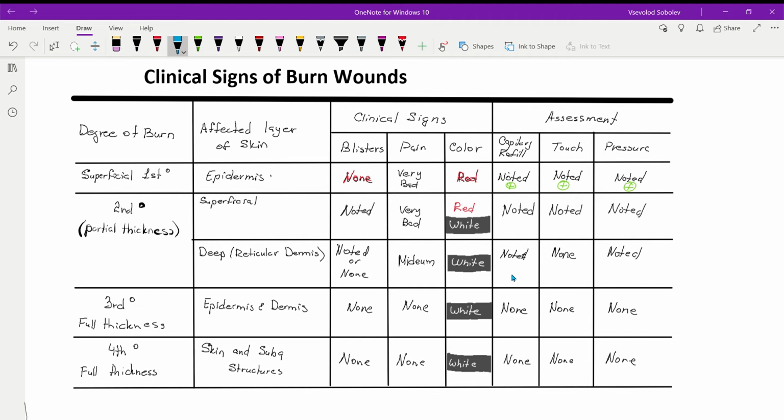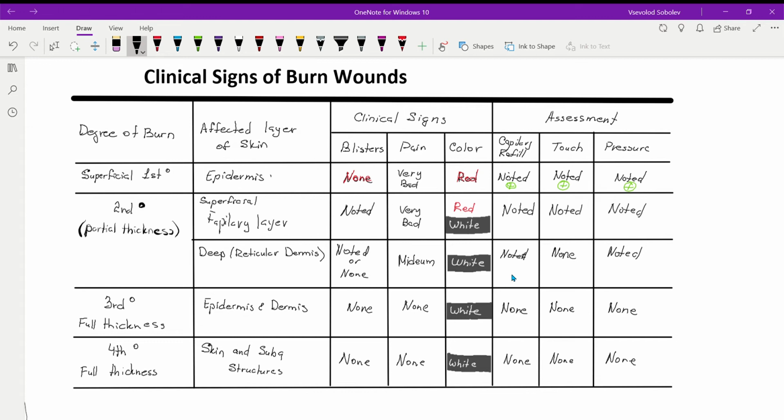So affected layers. We got with superficial first degree, we got epidermis. With second degree, we got just the superficial. Why didn't I include this? Papillary layer. And then deep reticular dermis with second degree. We also have that third degree full thickness burn and layers affected epidermis and dermis. See? And then fourth degree is full thickness, skin, subcutaneous structures.